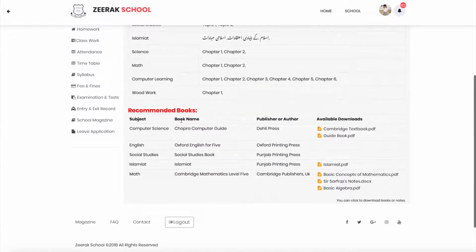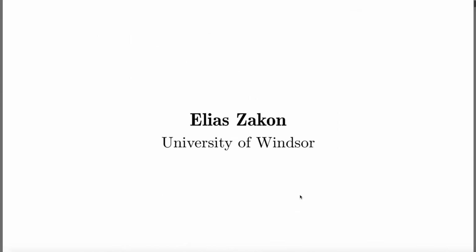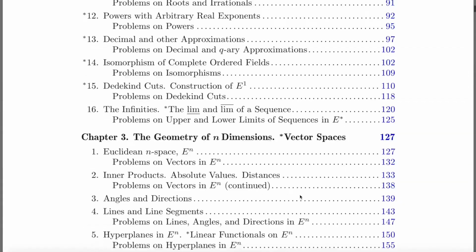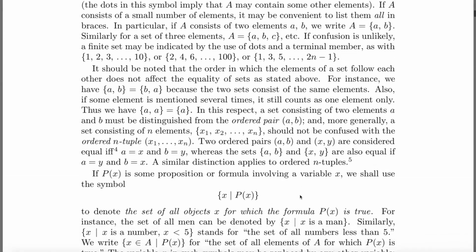In this second part of the page, recommended books have been given for each subject with the book name and the publisher or author name. In the available downloads column, the students can click on any of the download links to download these books or notes to their mobile or computer or laptop. For example, you can see that the book has been downloaded and can be read anywhere at any time.